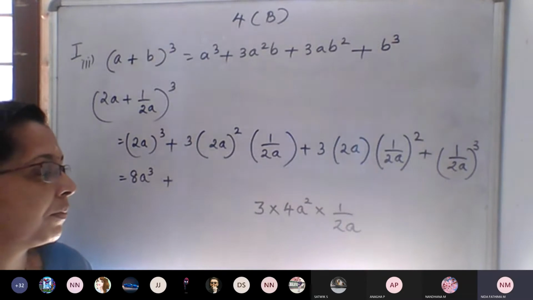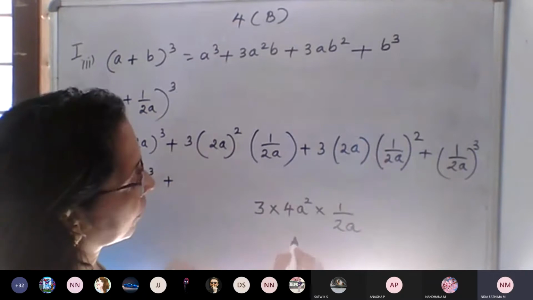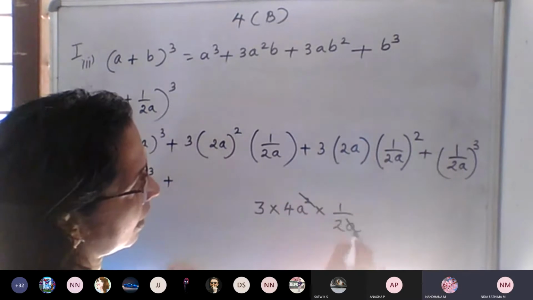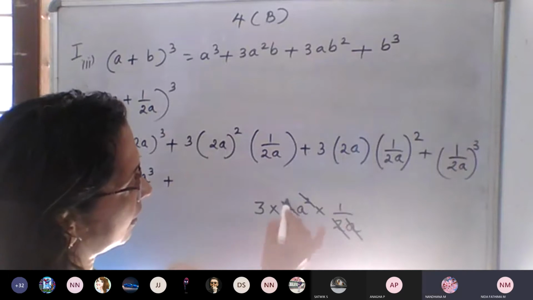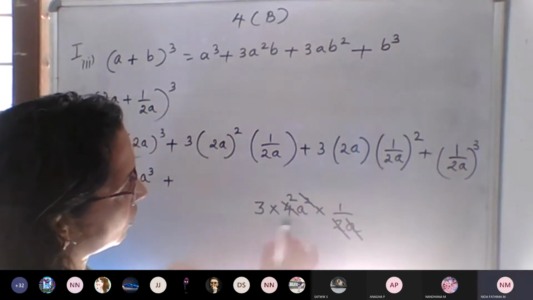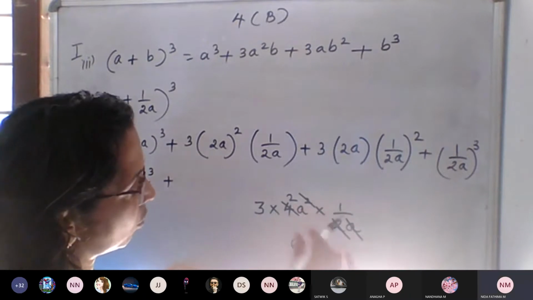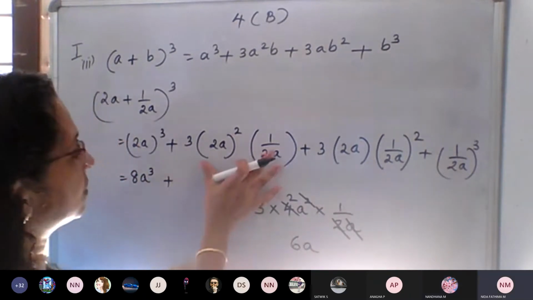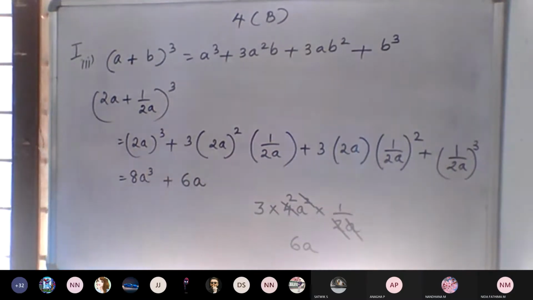Cancellation. Cancel a with a. Then 2 and 4 cancel. So remaining 3 into 2, 6, and the a is also there, 6a. The first term will become 6a. Write down. After that we can do the next one: 8a cube plus 6a. Completed?